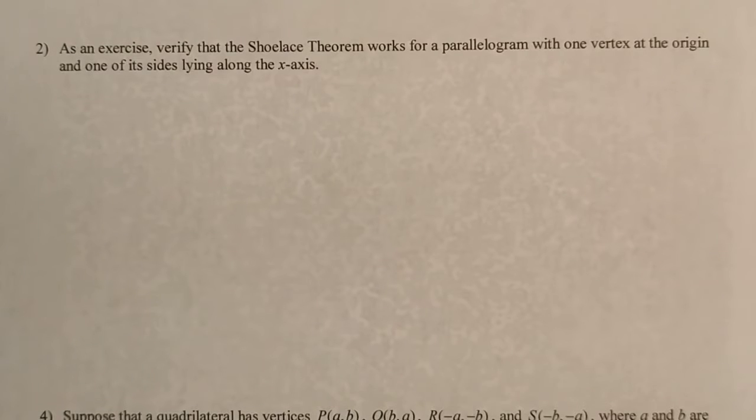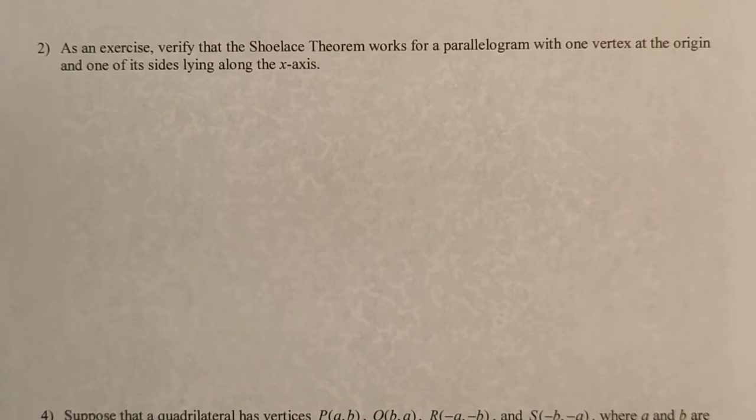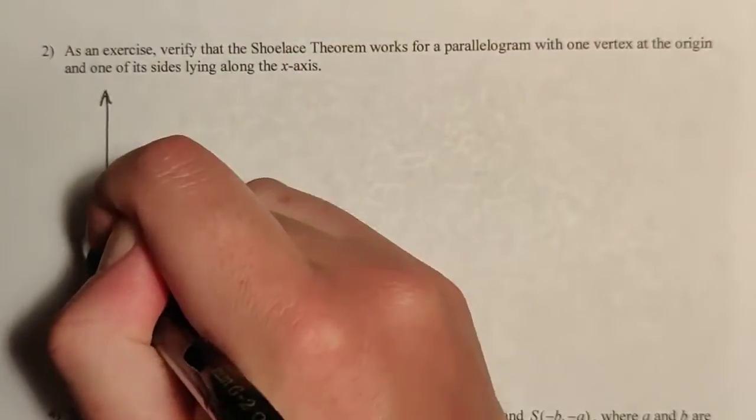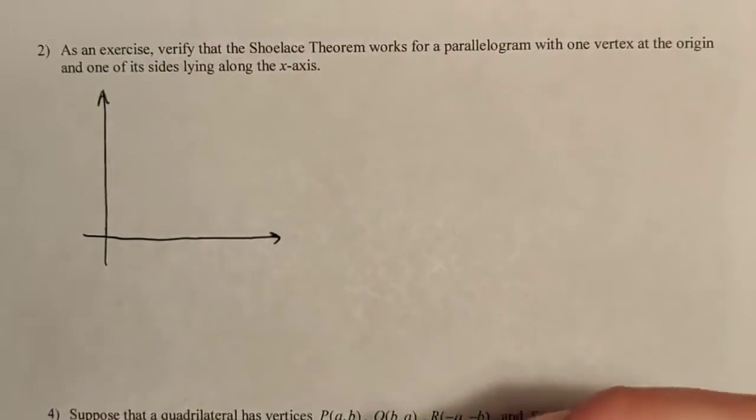Okay, so let's have a look here at these exercises. This is problem 2 on the handout that we have here. As an exercise, verify that the shoelace theorem works for a parallelogram, one vertex at the origin, one of its sides lying along the x-axis. Okay, so as always, we'll sketch it out here. So we're going to create our parallelogram next.